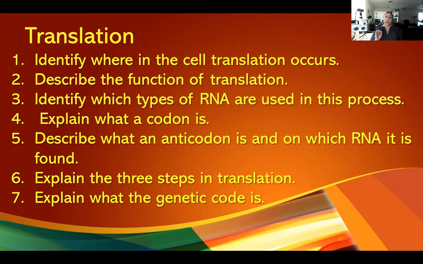Now, for translation, you will need to be able to identify where in the cell it occurs, and describe the function of translation. You need to be able to identify the different types of RNA that are used during the process. You will need to explain what a codon is, an anticodon, and which RNA you can find an anticodon. You will also need to be able to explain the three steps in translation and how we use the genetic code table, and really what is the genetic code. So let's get started.